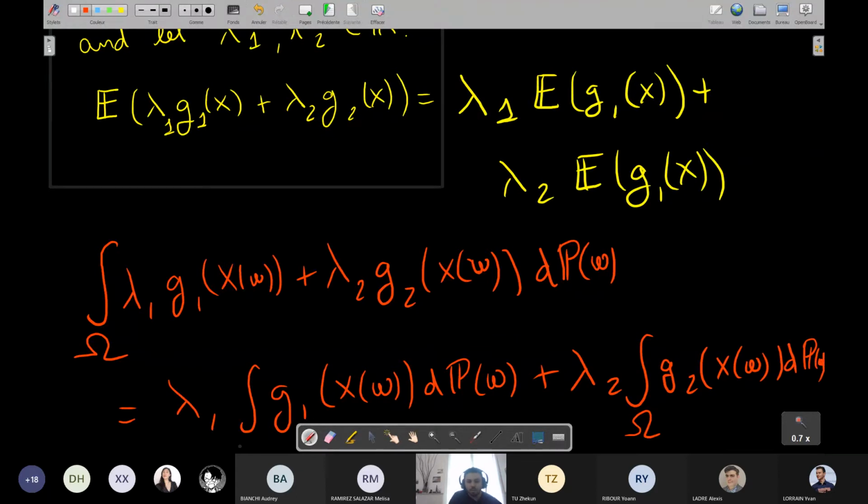Okay, so the linearity of the expectation is just a result from the linearity of the integral. This is a very useful property because you can compute the expectation of a linear combination of random variables if you know the expectation of each one.